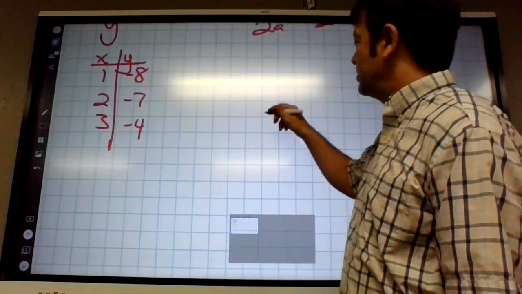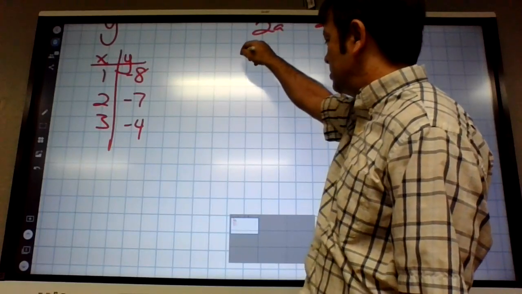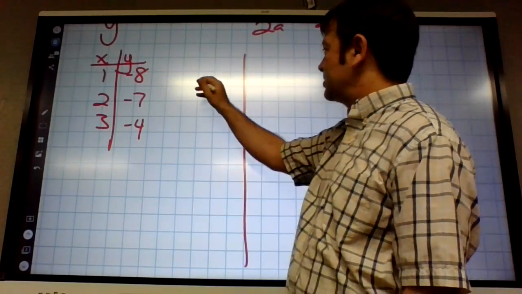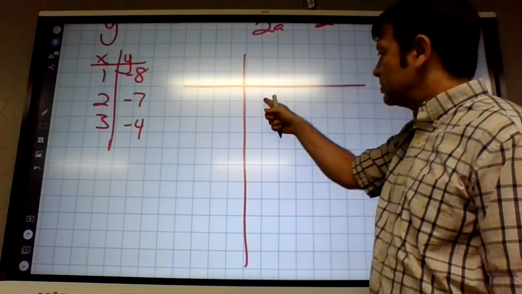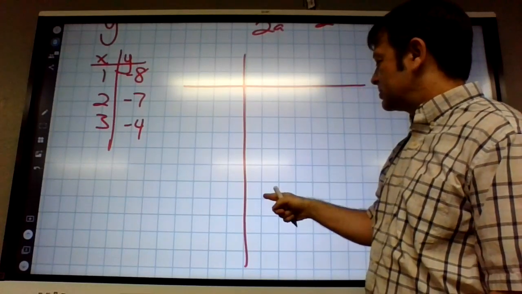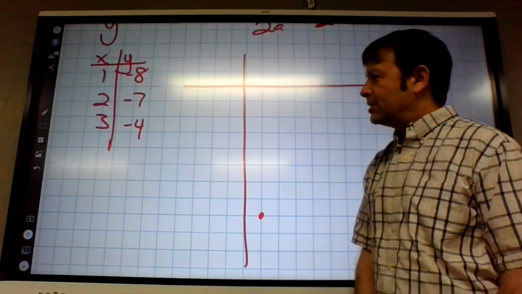This one is starting very low, so I'm going to put my x-axis way up here. 4, 5, 6. There's the vertex.